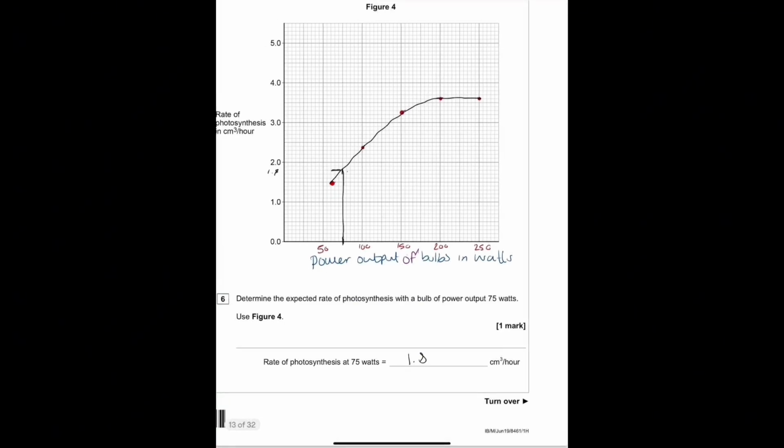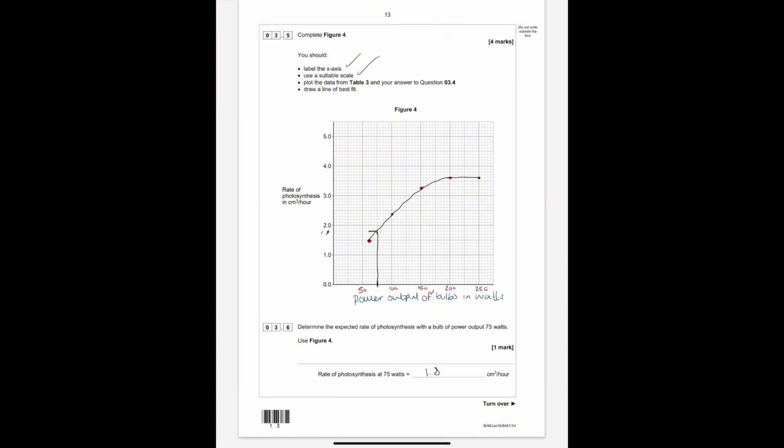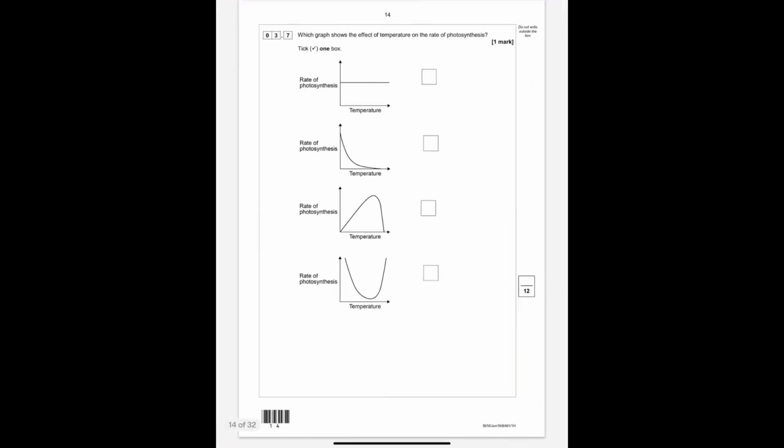You need to make sure that you have drawn a line of best fit in order to work it out. It just makes it easier for you, okay? And that's how you would do it. Okay, let's move on to the next question.